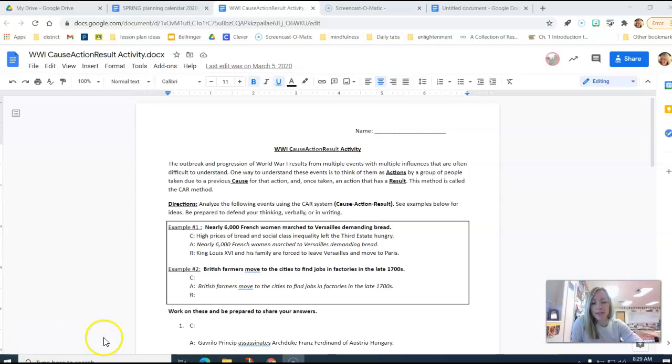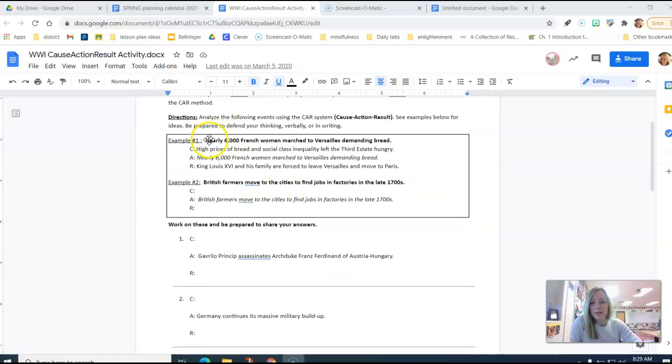All right, so here is an example for you. The action that I give you is nearly 6,000 French women marched to Versailles demanding bread. It's been a little while since we talked about the French Revolution, but that's our action here, right? Nearly 6,000 French women marched to Versailles demanding bread. What you need to then think about is what caused them to do that, right? What caused these 6,000 women to march those 12 miles in the pouring down rain, right?